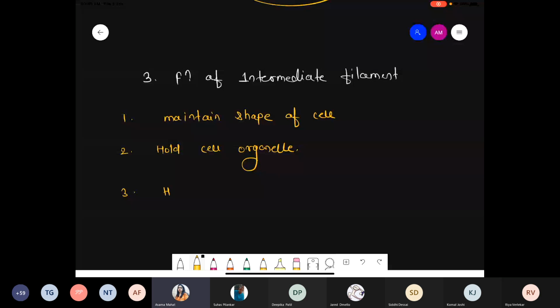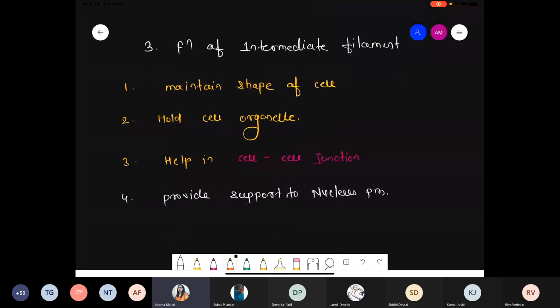Cell to cell junction, and you know very well, cell to cell junction means, in the zoology part, you will know very well, because there are many transporters. Two cells can communicate with each other through cell to cell junction. And next one, basically we are talking about the support strength to the nucleus and plasma membrane.